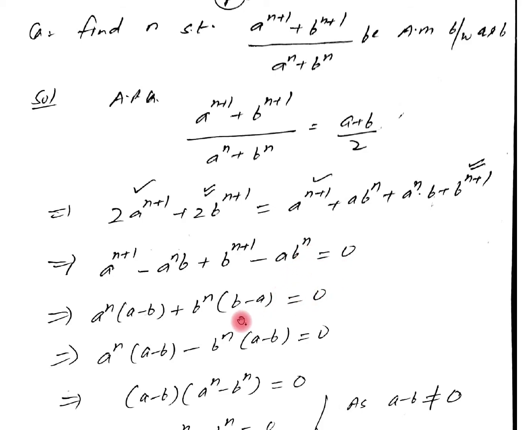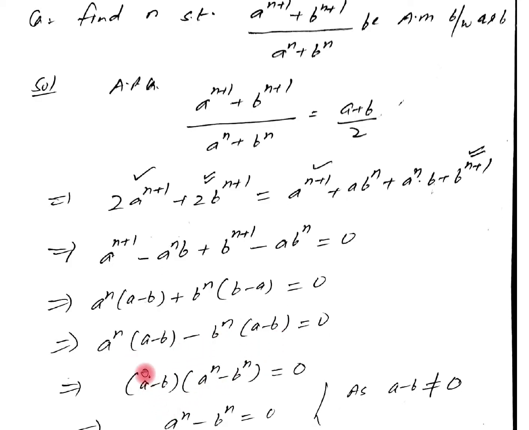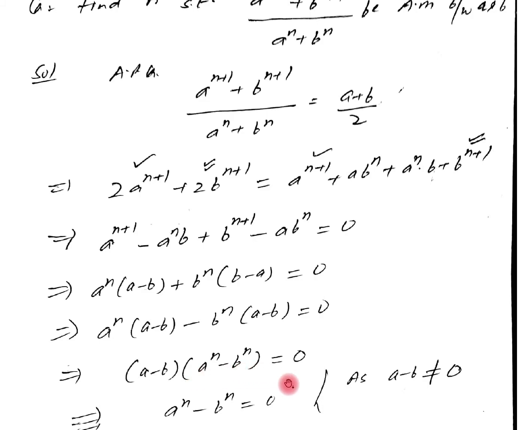Then from these first two terms we can take a raised to power n common. So a raised to power n is common, we are left with a minus b. Similarly from these we can take b raised to power n common, we are left with b minus a equal to 0. Again to make these two factors same, we can take minus common here. Then again a minus b is common, I can take it out, a minus b into a raised to power n minus b raised to power n equal to 0.